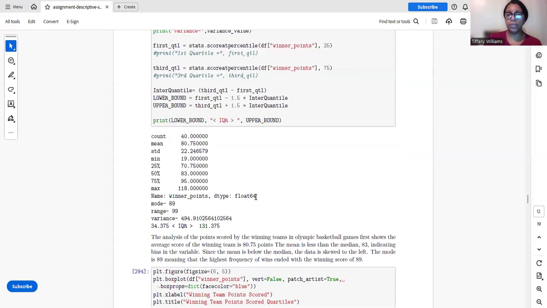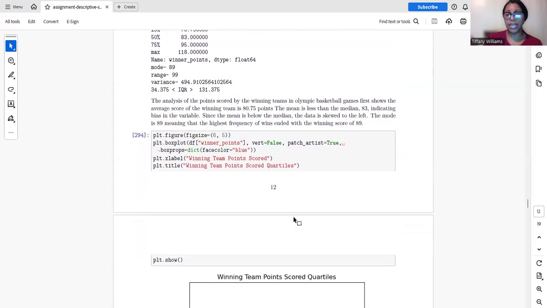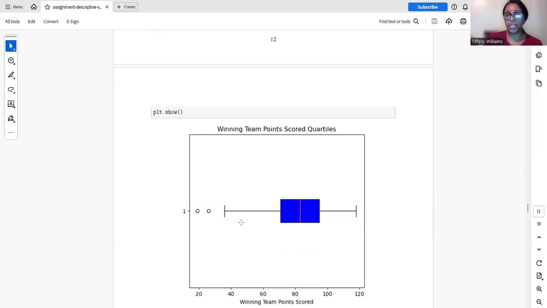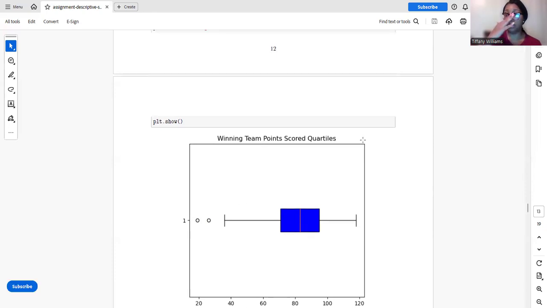Looking at this data, we can see the average score of the winning team is 80.75 points. And again, the mean is less than the median. The median is 83. This is indicating bias in the variable. And since the mean is below the median, the data is skewed to the left as well. I decided to use a box plot to show that there actually are some extreme outliers here on the left side, as I first stated, based on the mean and the median difference.